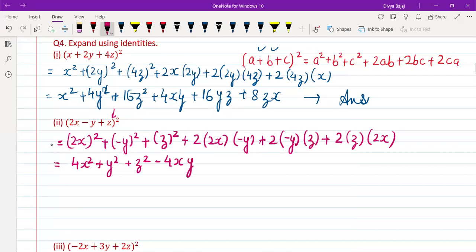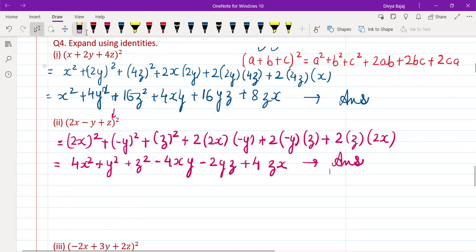It is minus 2 because plus minus minus, 2yz. Look at the last three. 2 2s are 4 and it will be plus because we don't have a negative sign in the last term. 4zx. So this is the answer of the B part. We just applied the identity and just solved it. Go slow. Be patient. Answer can never be wrong.